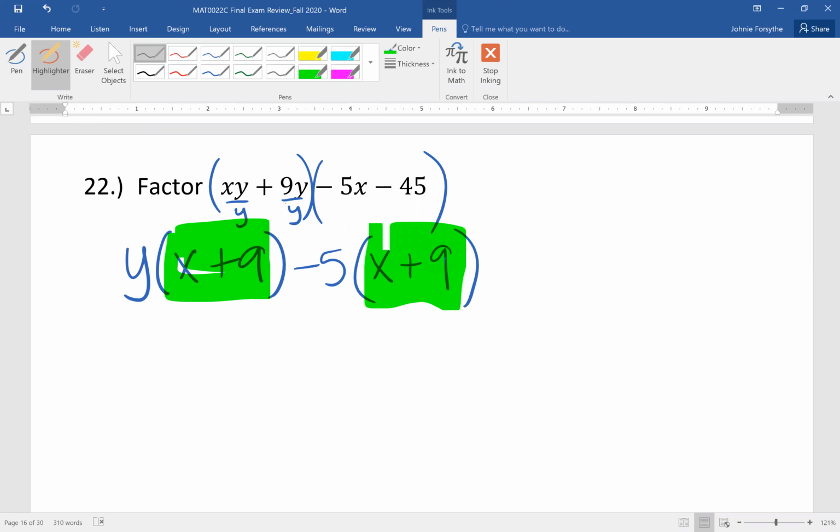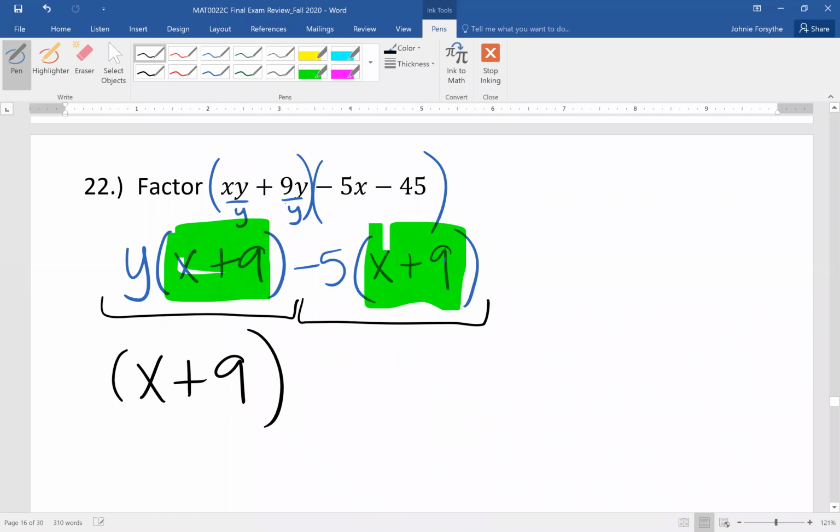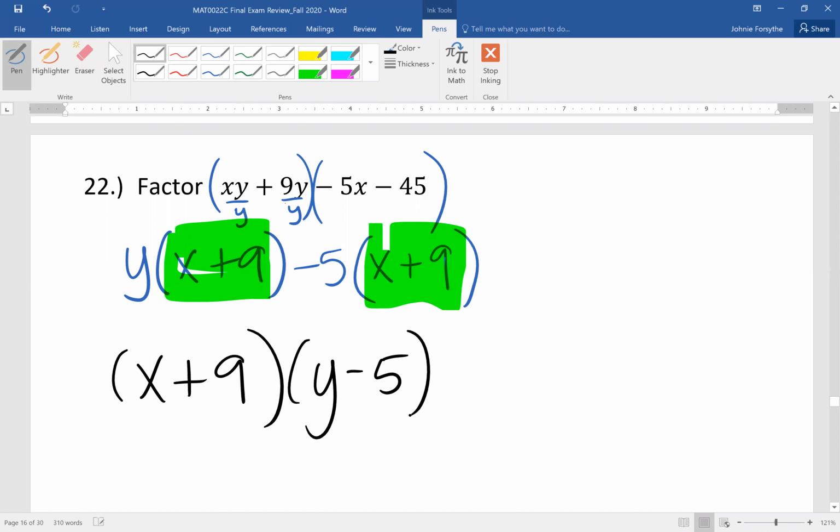So now I like to write the twins. You just need to write it one time because you're basically factoring that out. So you've got what's in common here and here, x plus 9. So we basically factor that out. And when we factor that out, what are we left with? Just y minus 5. So that is our final answer.